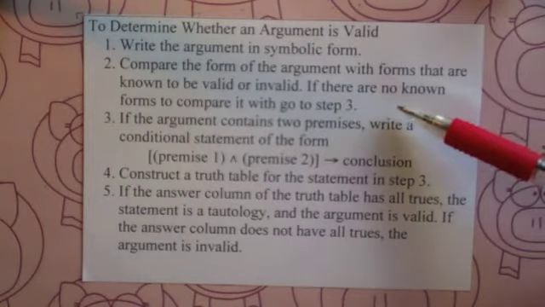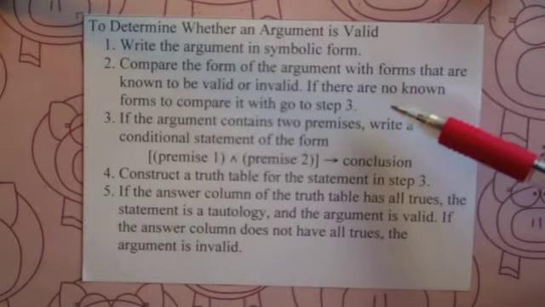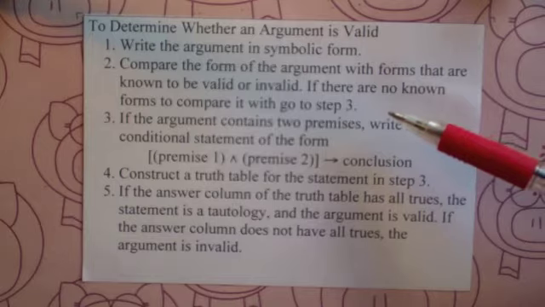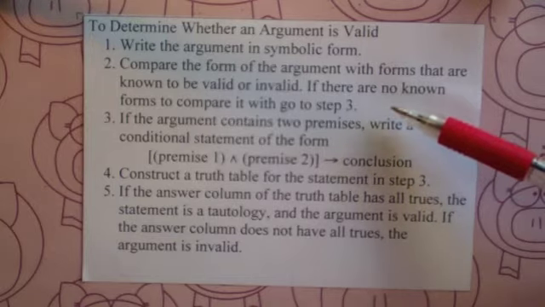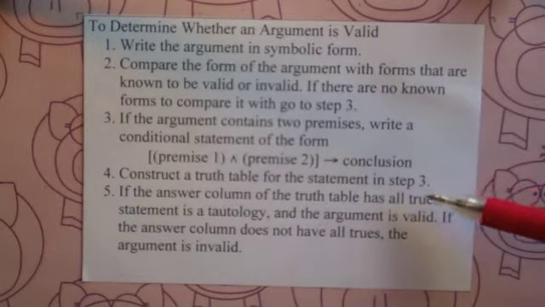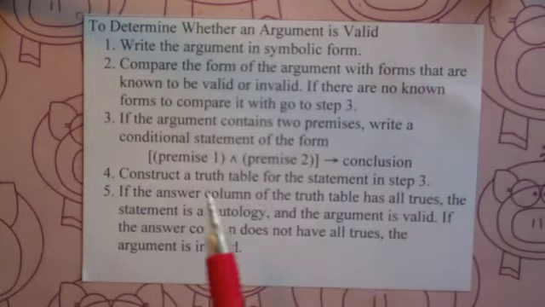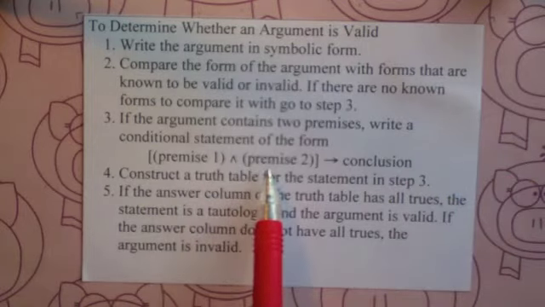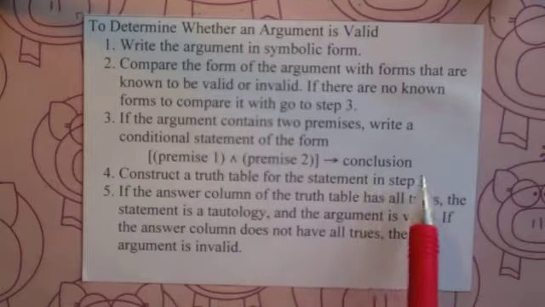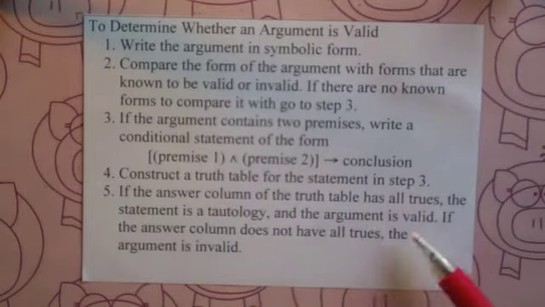So you write your premises and your conclusion all in symbols. Okay? Now, we are going to have some standard arguments that you're going to be able to compare to. If your argument is one of the standards, then you can see if it's valid or invalid. If it's not a standard, then we're going to have to write premise 1 and premise 2, an if-then statement followed by the conclusion, and create a truth table. If the answer column is all trues, then it's valid. If it's not all trues, then it's invalid.